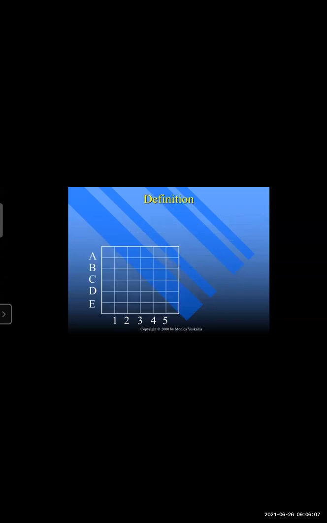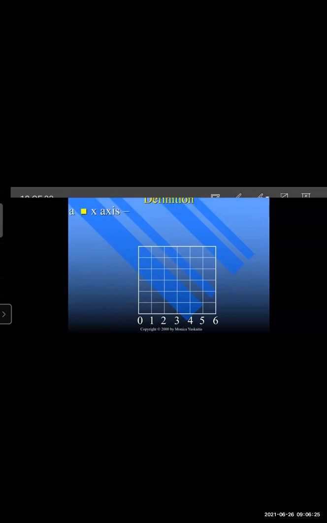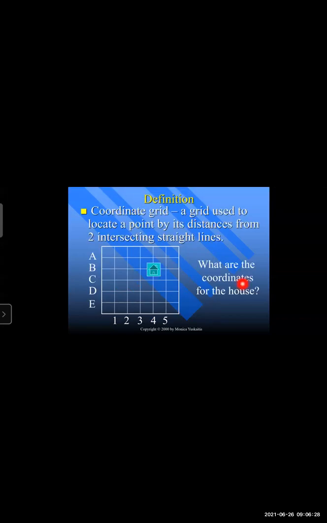Now the coordinate grid. A coordinate grid means a grid used to locate a point by its distance from two intersecting straight lines. See in the figure, we have a horizontal line and a vertical line. On the horizontal line, we have points 1, 2, 3, 4, 5, and on the vertical line, we have points A, B, C, D, E. So a coordinate grid is a grid used to locate a point.